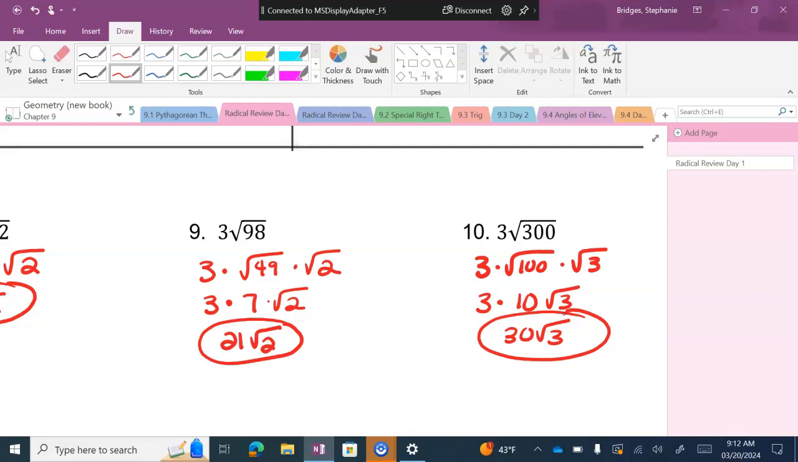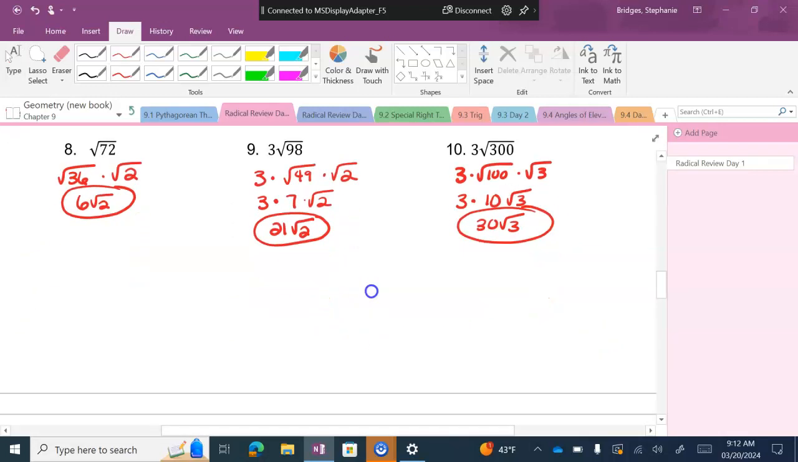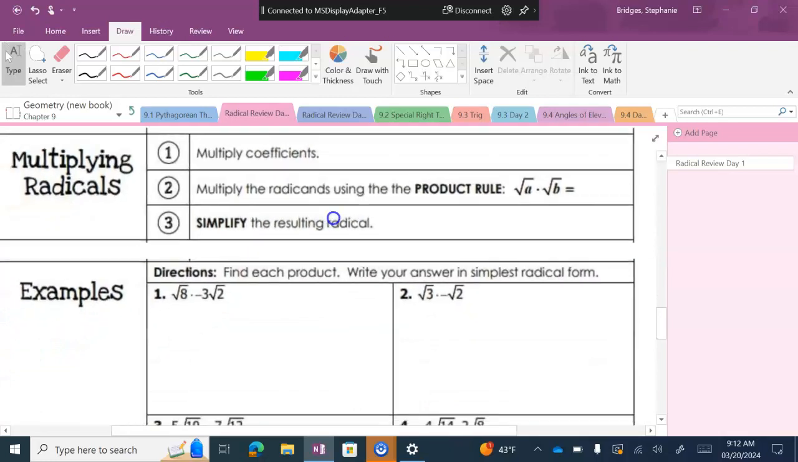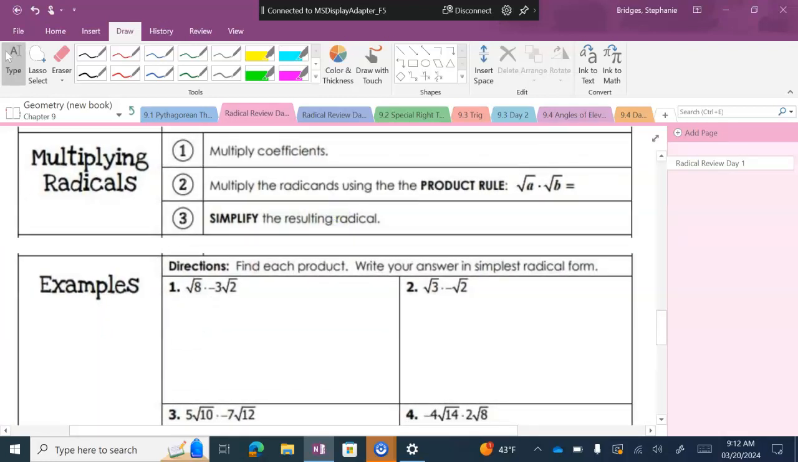All right, flip it over. Now we're going to talk about multiplying radicals. What does it say for step 1? Multiply the what? Coefficients. Does everybody know what a coefficient is? That's the number in front of the radical. Just like a coefficient of a variable is the number in front of a variable.